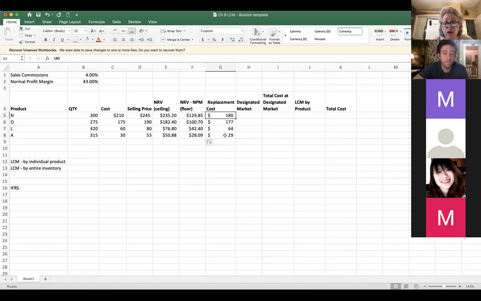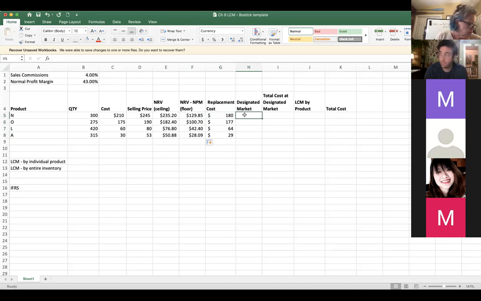My replacement cost is given. Replacement cost would be, if I go out and buy the product today, what would it cost me? Obviously, that is the fair market value. Not fair market value based on selling price, but fair market value to this retailer for being able to purchase it at wholesale. So what is my designated market?